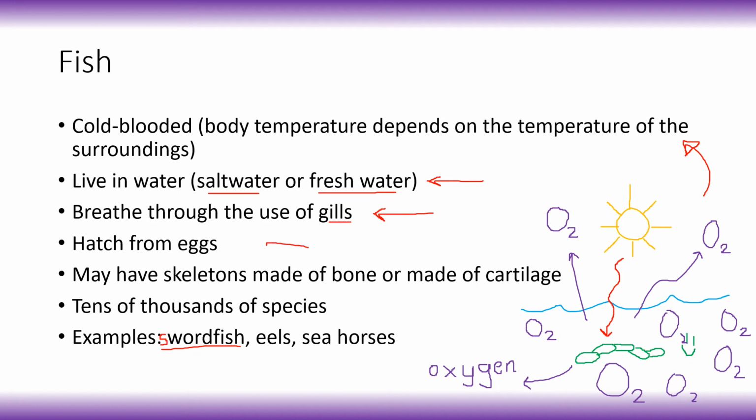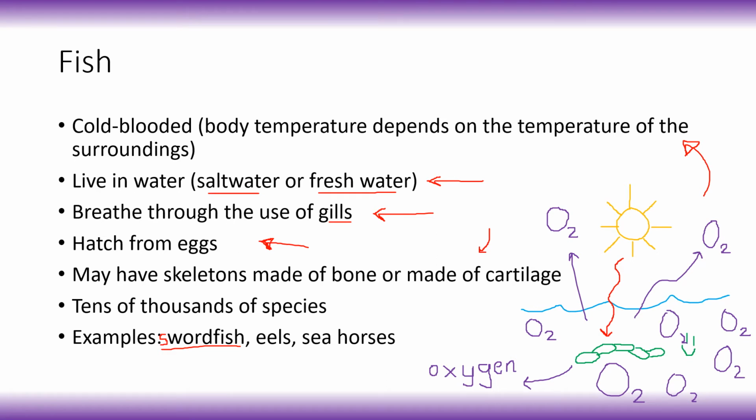Now, fish do hatch from eggs. For anyone who's seen Finding Nemo, that won't be much of a surprise. But basically they hatch from eggs, and those eggs have to be laid in the water. The fish live in the water. They can't really survive out of the water. It makes sense.